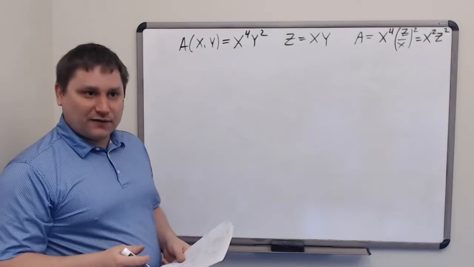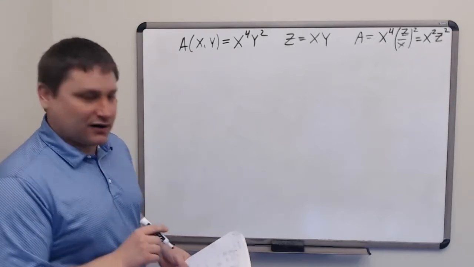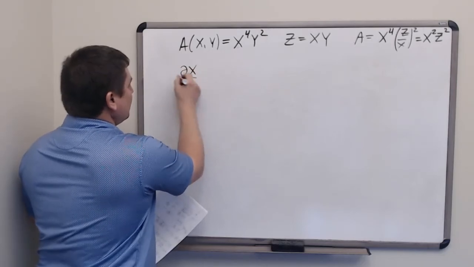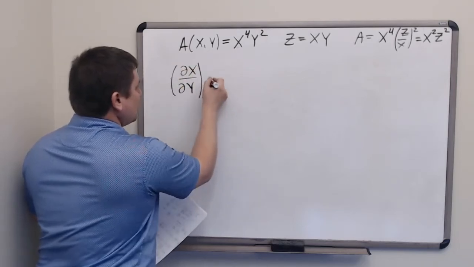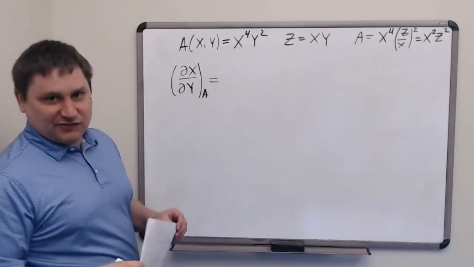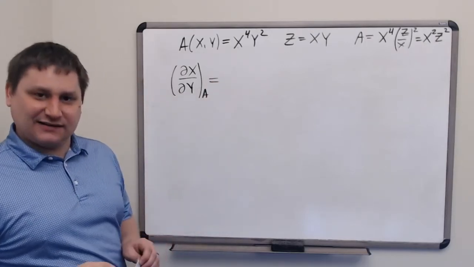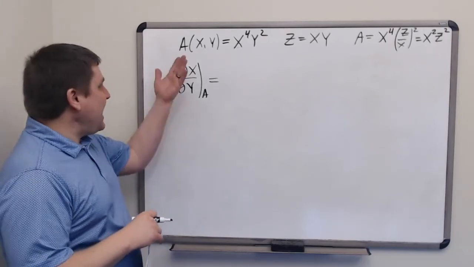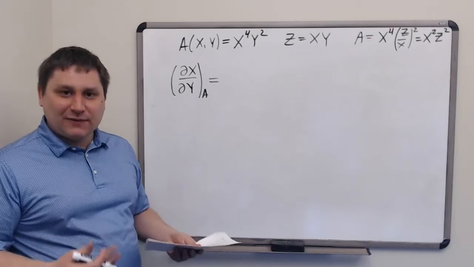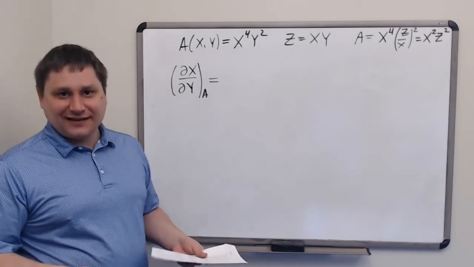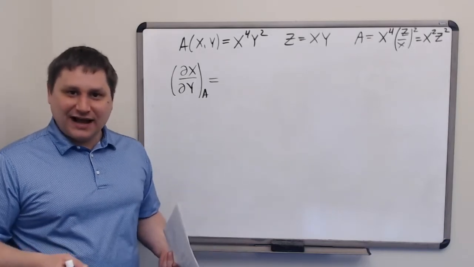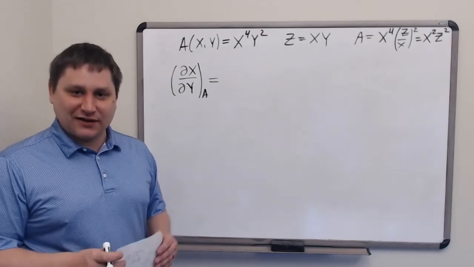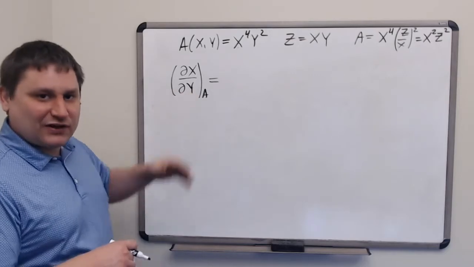Let's try one more derivative that might seem quite bizarre. The derivative of x with respect to y, well, a is held constant. Now this seems like a weird derivative for us because we think of a as the function. But the beautiful thing about exact differentials is that they don't really care whether they're treated as the result or the input. They're all kind of on an even playing field. So this derivative is perfectly well defined.